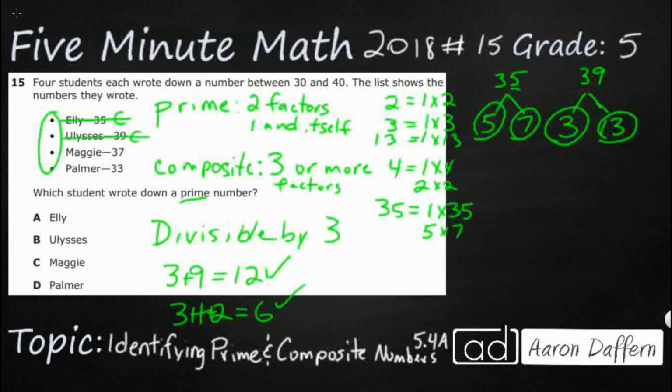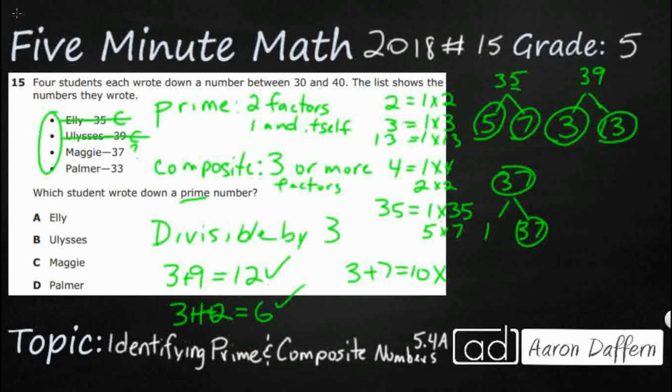Maggie says 37. Well, it's not even, not divisible by 5. Let's try our divisibility rule. 3 plus 7 makes 10. Nope, not divisible by 3. Can't be divided by 4 because those are only even numbers, so guess what? 37's prime.